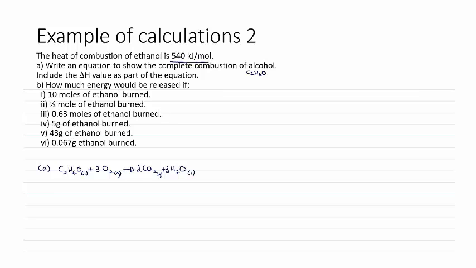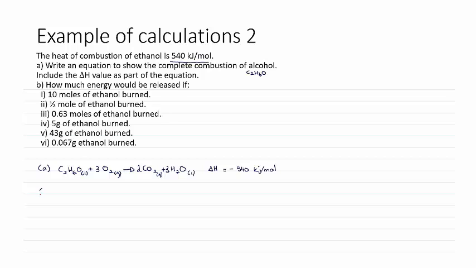Okay, so that's the equation for the complete combustion of ethanol, and remember that the products for complete combustion are carbon dioxide and water, and we need to make sure obviously that the oxygen is balanced. Alright, now we've been asked to include the delta H value. So delta H is going to be minus 540 kilojoules per mole, and again, because heat is released, we need to include a negative sign.